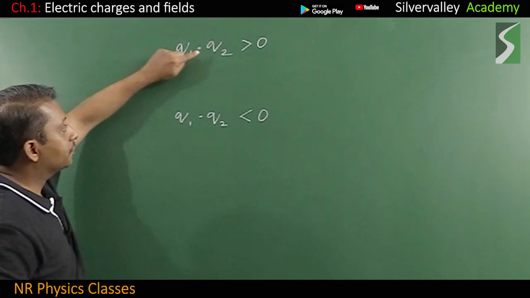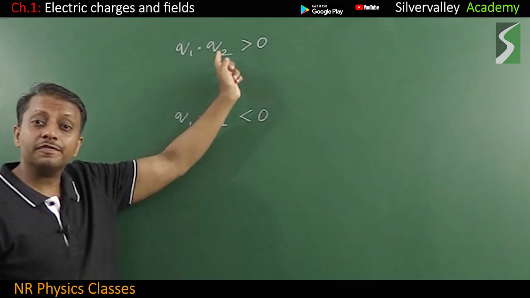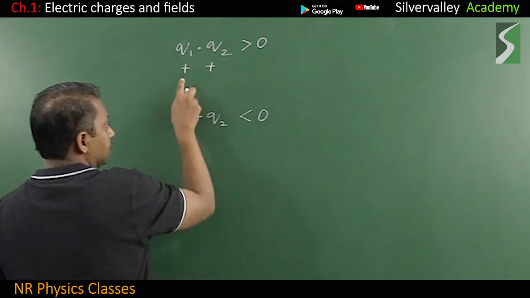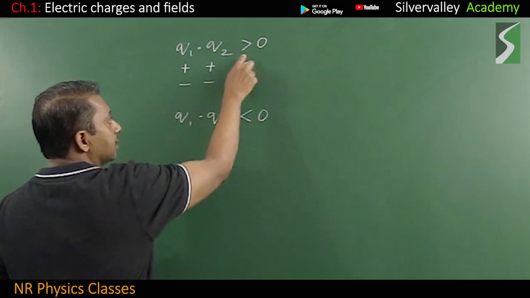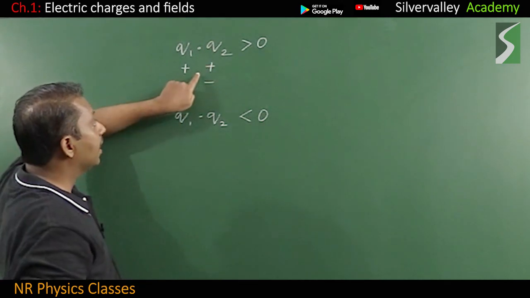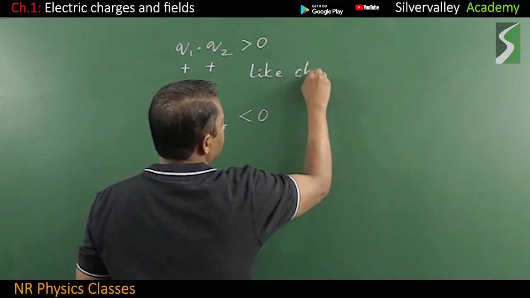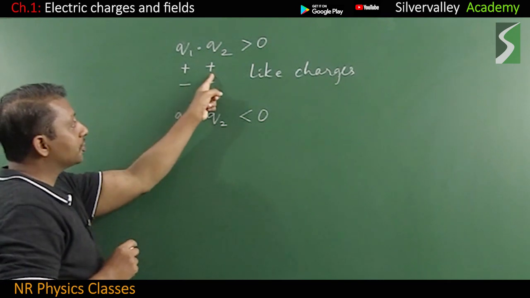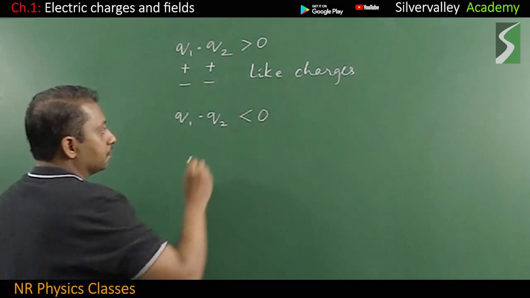What is the nature of charges if Q1 into Q2 is greater than 0? They are like charges. Plus and plus is greater than 0, minus into minus is greater than 0. So the nature of charges is like charges. And what is the nature of force? Since they are like charges, it is repulsive.